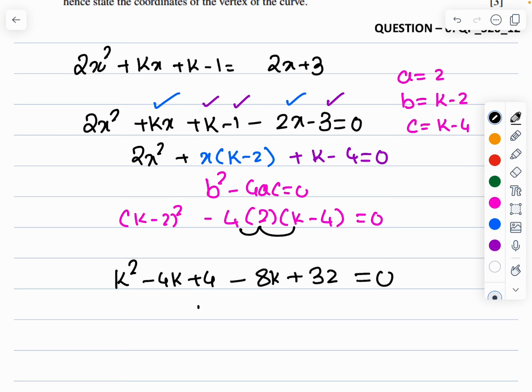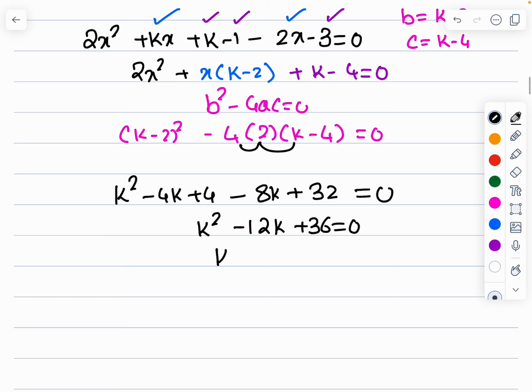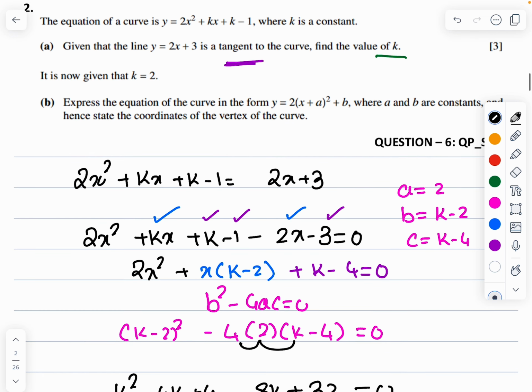Equals 0. So what do I get? k² - 12k + 36 = 0. So when I factorize this, I get (k - 6)(k - 6) = 0. So k = 6 is going to be the answer.